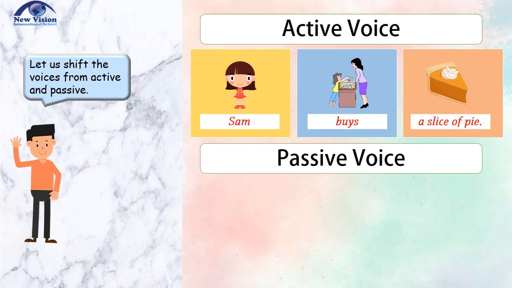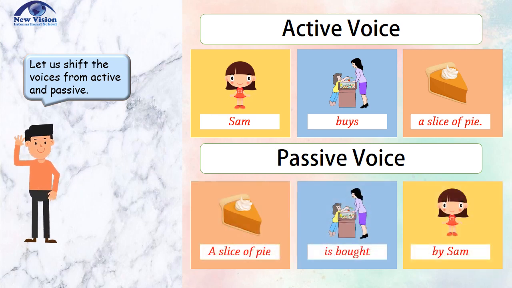Let's have this example. For active voice, Sam buys a slice of pie. If we're going to change it into passive voice, a slice of pie is bought by Sam. Please take note that the verb is in the present tense. That's why once we turn it to a passive voice, we'll use the helping verb is and then the past participle of buy, which is bought. Also take note that when you switch the subject from active voice to its passive voice, use the preposition by.